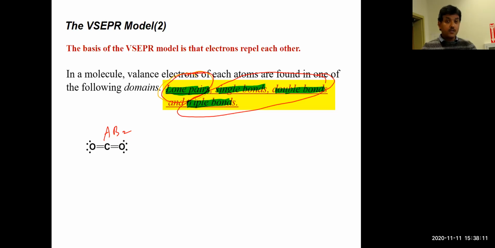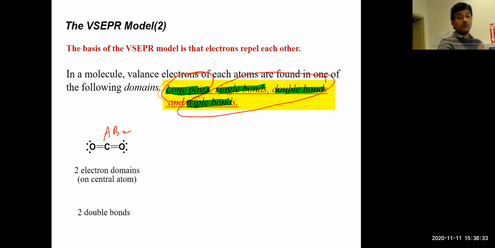Your job, whenever you're going to identify molecular geometry from now on, is to focus on the central atom's connected electron pairs. The central atom is currently connected to two electron domains. They are just the two double bonds. And here you label them as one double bond and another double bond.